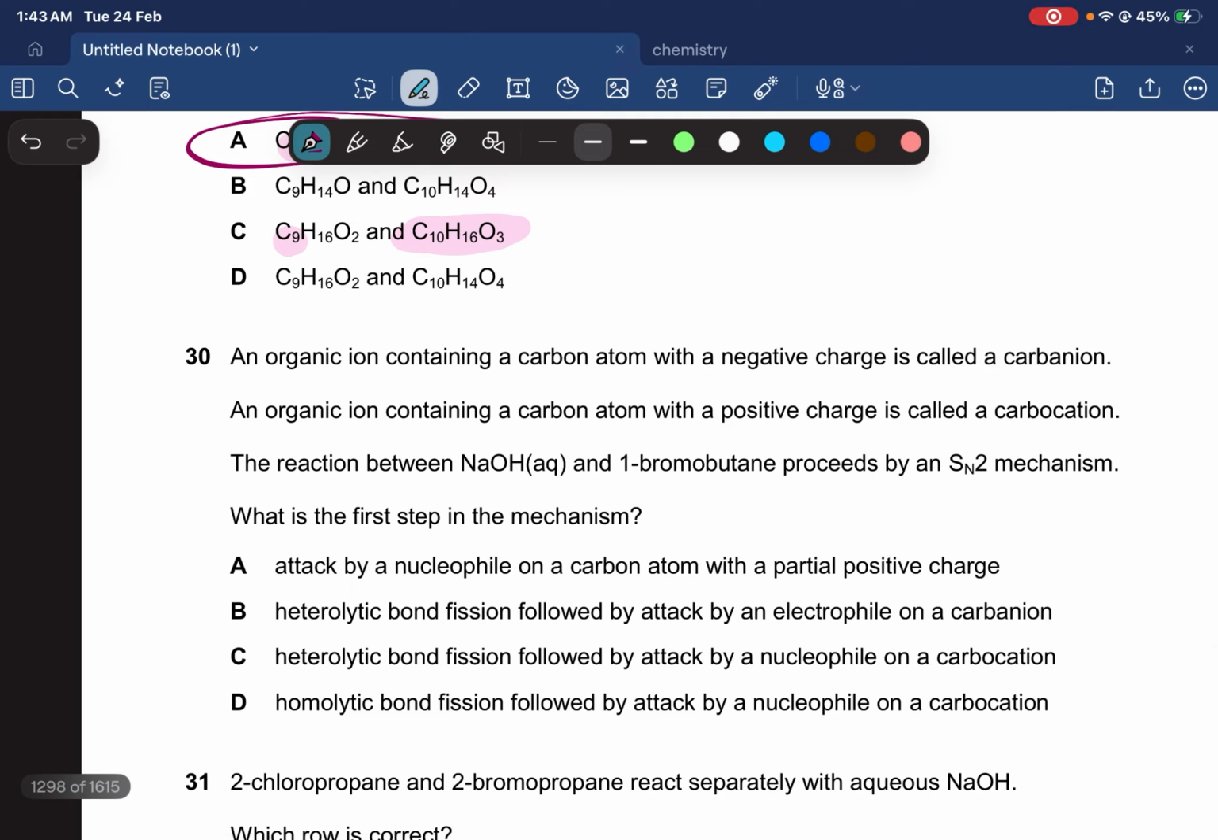An organic ion containing a carbon atom with a negative charge is called a carbanion. Okay. An organic ion containing a carbon atom with a positive charge is called a carbocation.